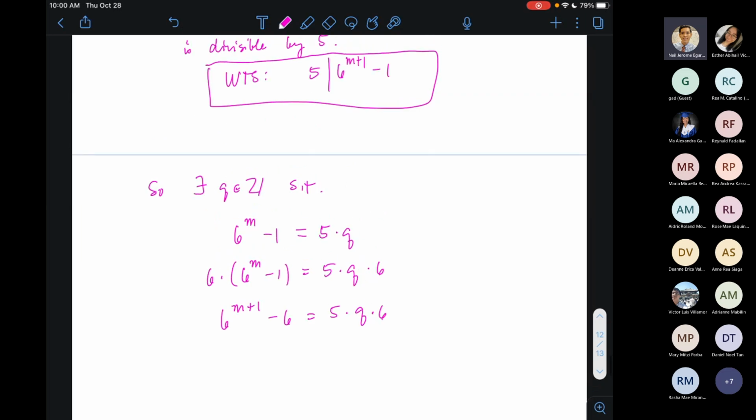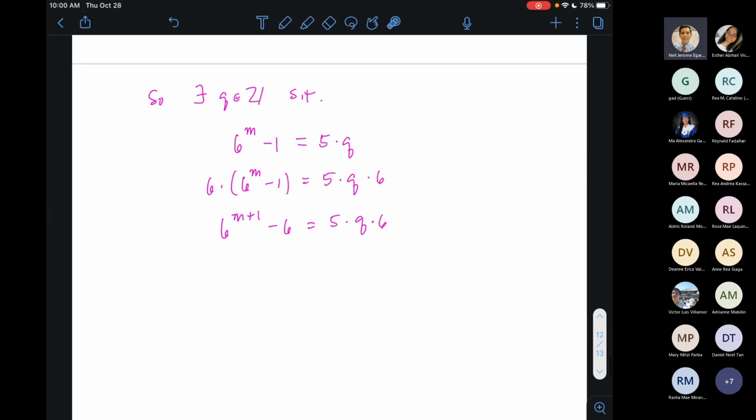Ang gusto nating ipakita si 6 to the power m plus 1 minus 1 ay divisible by 5. Kaya lang may panggulo pang konti dun sa kaliwa. So, ang kaliwa natin dito ay 6 to the m plus 1 minus 6. Gusto ko lamang ay minus 1. So, ang gagawin ko, mag-a-add ako ng 5 to both sides para yung negative 6 dito ma-reduce to negative 1.